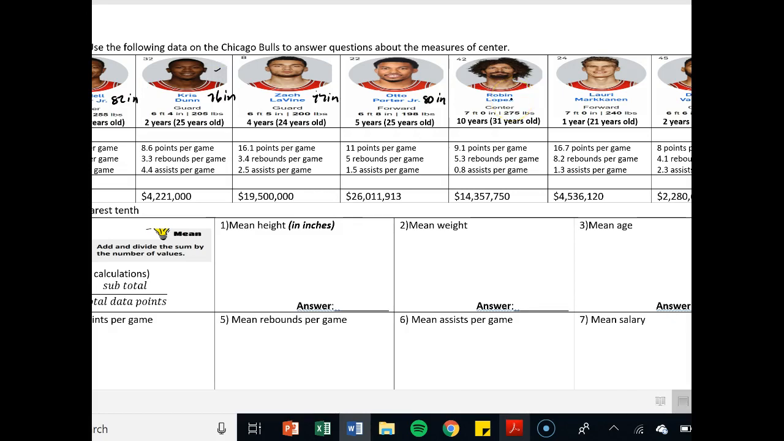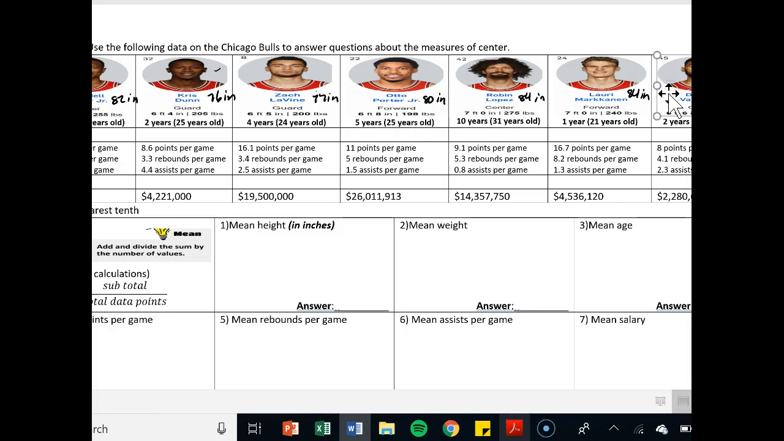Robin Lopez is an easy one because he's 7 feet, so it's just 7 times 12, so he's 84 inches tall. Same with Lauri Markkanen. And then Denzel Valentine is 6'6", so 6 times 12 plus 6, he's 78 inches tall.